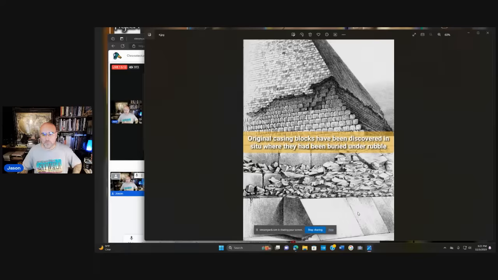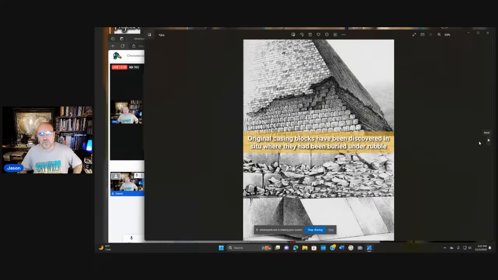They're at the bottom. Now, before you accuse Jason of showing you a pen and ink illustration, you have to understand this was drawn when it was discovered. This is what they found. It shocked them because it affirmed that all the old books were right. They got buried under a bunch of rubble and sand, and no one knew that those original casing blocks were still there.